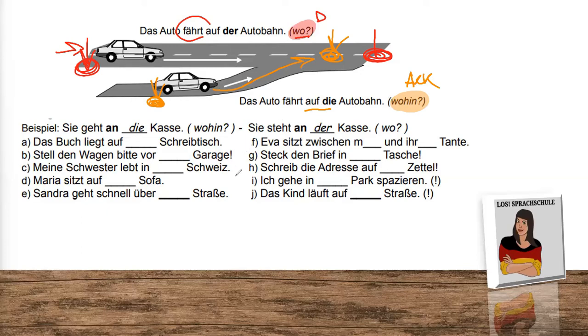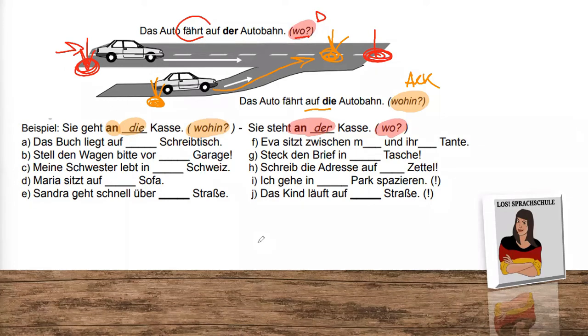We will practice a little bit together. We have an example here. Sie geht an die Kasse. She goes to the cashier or to the cash register. An die. Akkusativ because it is wohin. Sie steht an der Kasse. She's standing at the cash register. Wo steht sie? An der Kasse.